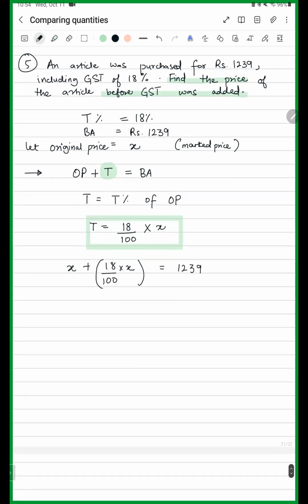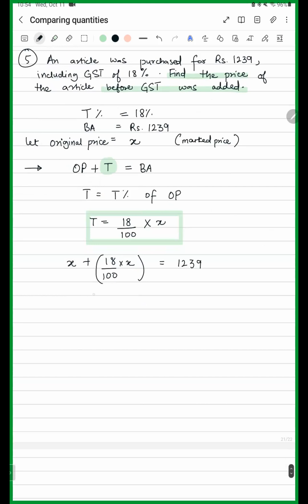First, be clear about what we are doing, Hiba. In place of T, we are writing T percent of original price, and we are putting that value of T in the main equation over here. This right here is the value of T. All right. Then this becomes X plus 18x divided by 100 gives 1239.